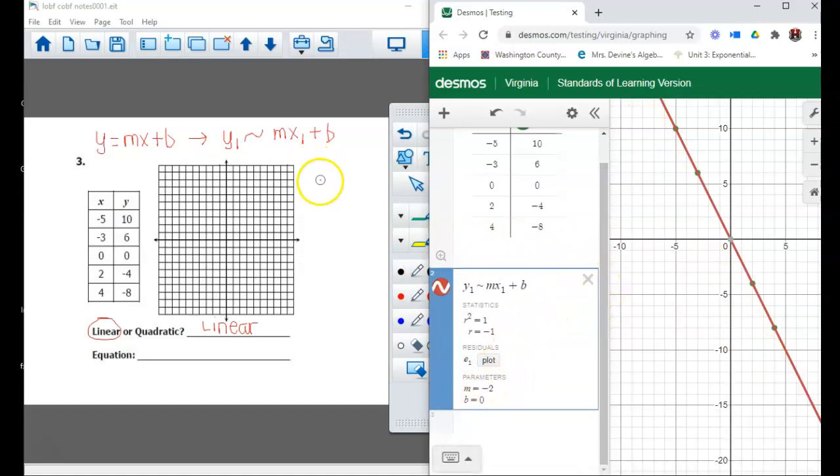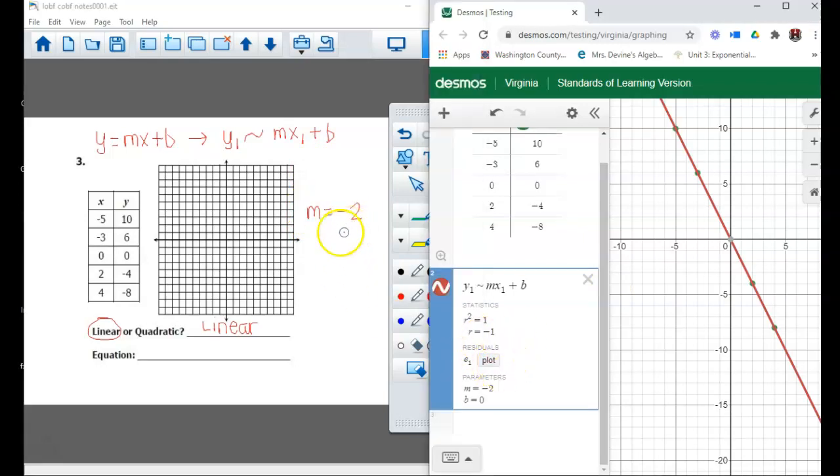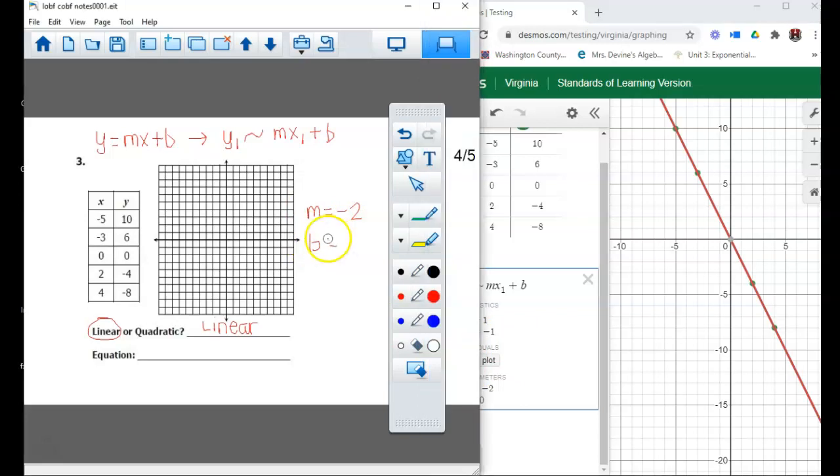All right, so my m is -2 and my b is 0. So y equals mx is going to become y equals negative 2x plus 0. But we know they would probably shorten that up and just do y equals negative 2x. So I put in the table and I decide linear or quadratic because that lets me know which equation to type in. And then the calculator will get me my numbers and I will be done.